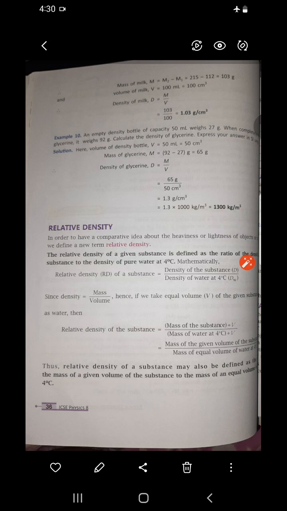Also, the relative density of a substance may be defined as the ratio of the mass of a given volume of any substance to the mass of an equal volume of water at 4 degrees Celsius. Next, on page number 37, some substances' relative densities are given. Memorize some of these. Table 2.2 gives relative density for iron, mercury, ice, glycerin and kerosene.